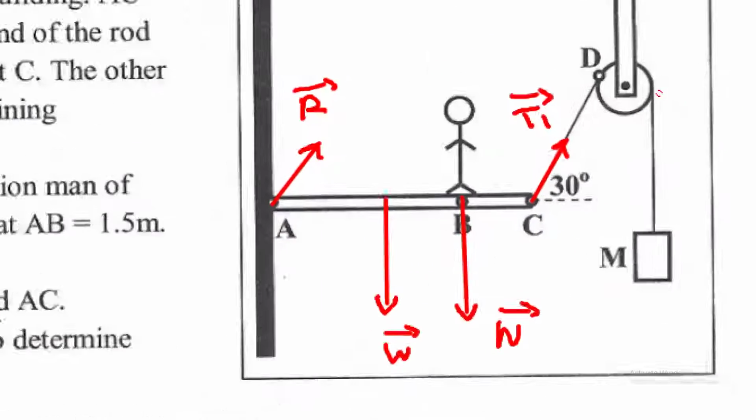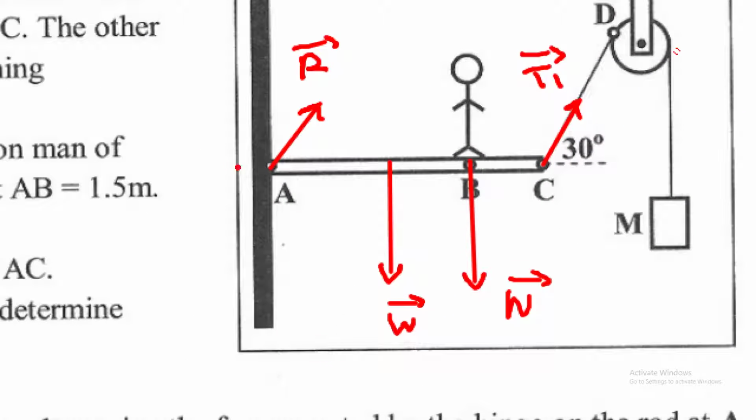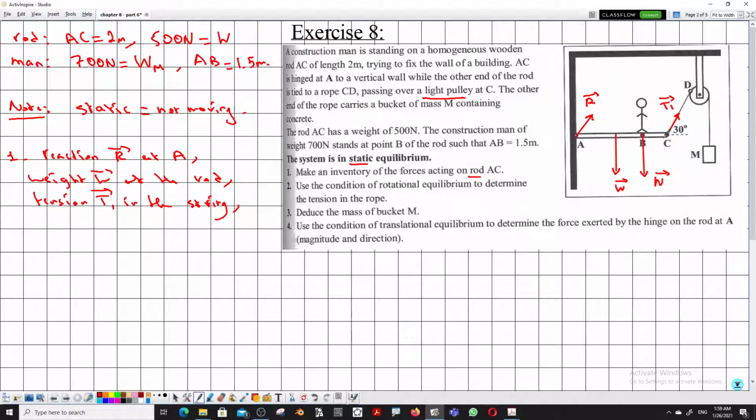So now, the forces that are acting on the rod are the reaction, the weight of the rod, the tension in the string, and the normal reaction, not the weight of the man. It is the normal. And we are not talking about the normal reaction of the rod on the man. We are talking about the normal reaction of the man on the rod, due to the principle of interaction.